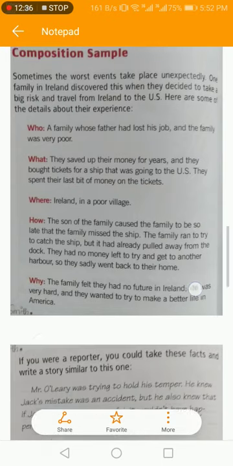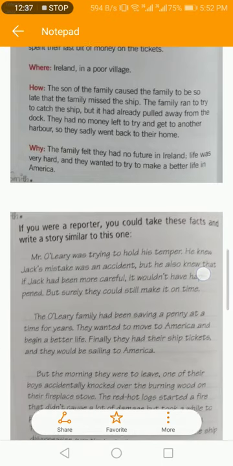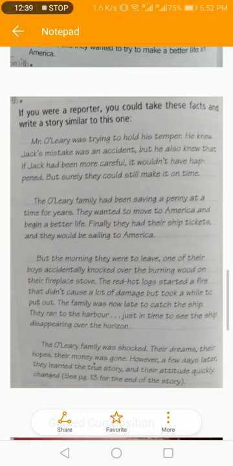Now we have an example here. If you were a reporter, you could take these facts and write a story similar to this one. Okay, now we use WH words here. So if you were a reporter, this is all about report writing. If you were a reporter, you can take these events and write a story similar to this one.